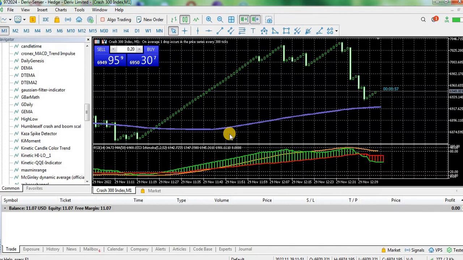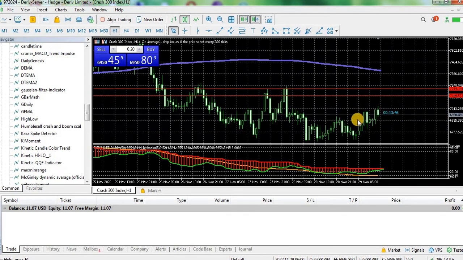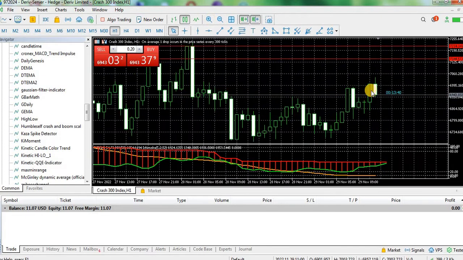The first thing you're going to do is go to your H1. This is M1. Go to your H1 and see what is happening in the market. Let me remove this red line. Good. Now on your H1, this is the current candle. As you can see, let me zoom out. This is the current candle, then the current price is here. Are you getting it now?